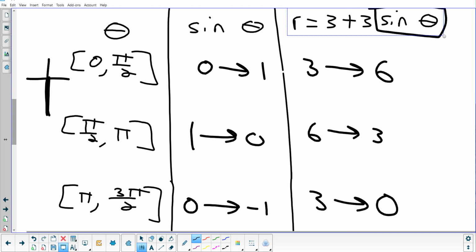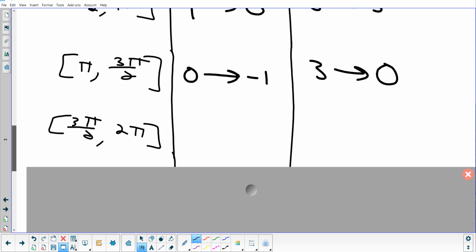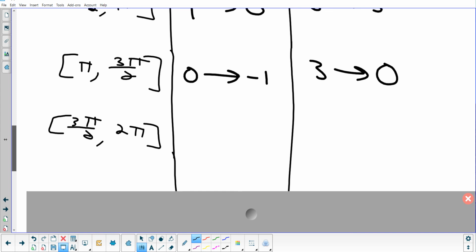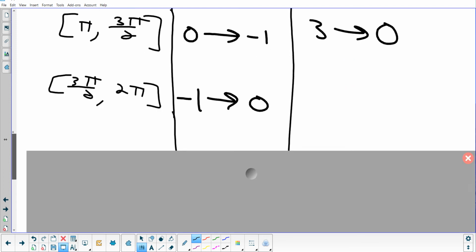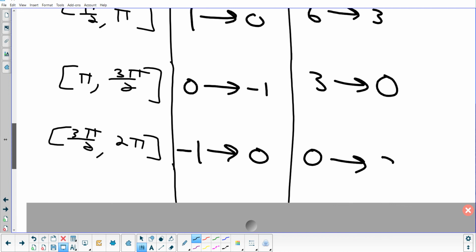And now I'm going to travel back through the fourth quadrant. What's happening to the sine function from 3 pi over 2 to 2 pi? It's going from -1 to 0. And what's going to happen to my radius if this starts at -1 and then plug that in? 0. So we're going to go 0 to 3. So that's also going to be a mirror image of what you did in quadrant 3, spiraling back out.